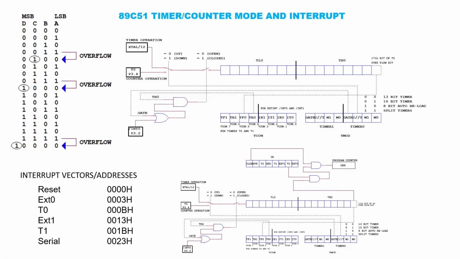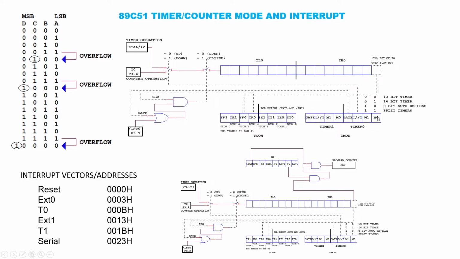And here we can find two special function registers, TMOD and TCON. The register TMOD controls two timers, timer 0 and timer 1, and here we can find two bits, M0 and M1, that control the mode of the timer. If both bits M0 and M1 are 0, then the timer will be a 13-bit timer. But if the value of M0 is 1 and the value of M1 is 0, then the timer 0 will serve as a 16-bit timer.